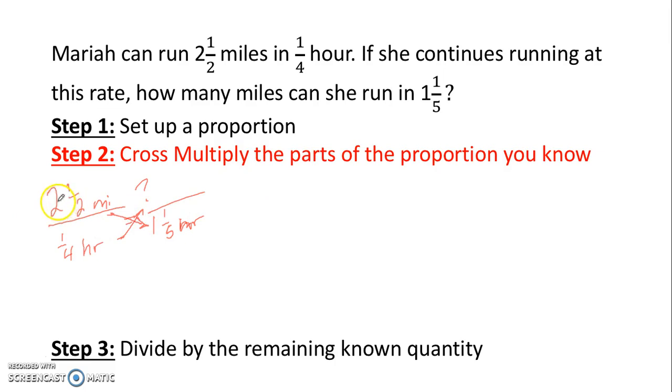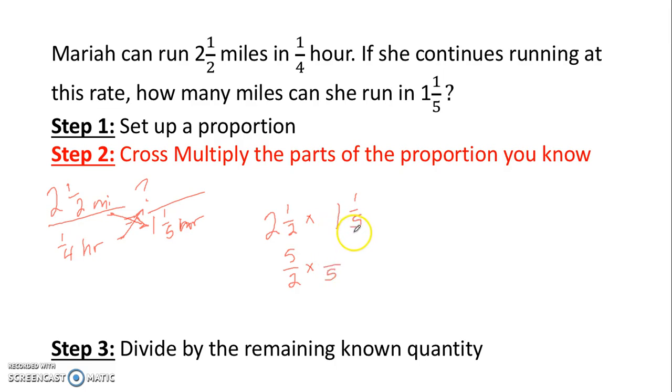You see how we know 2 1/2 miles and 1 1/5 hour. So we're going to multiply 2 1/2 miles times 1 1/5 hour. So 2 1/2 times 1 1/5. Now we've been working on this for the whole year, so this is easy peasy. To multiply fractions, we need to make them into improper fractions. So 2 times 2 is 4, plus 1 is 5. So 5 halves times, and then same thing here. 5 is still going to be our denominator.